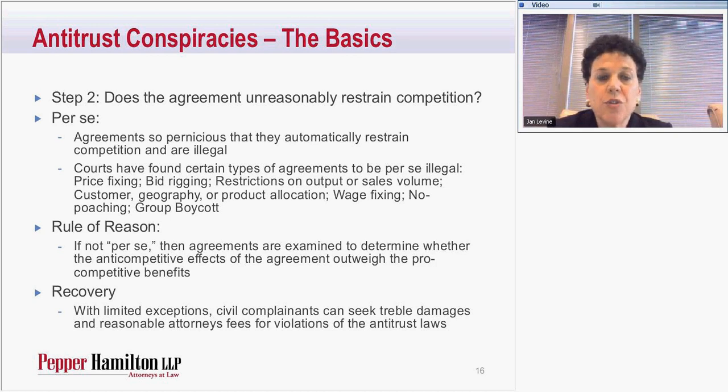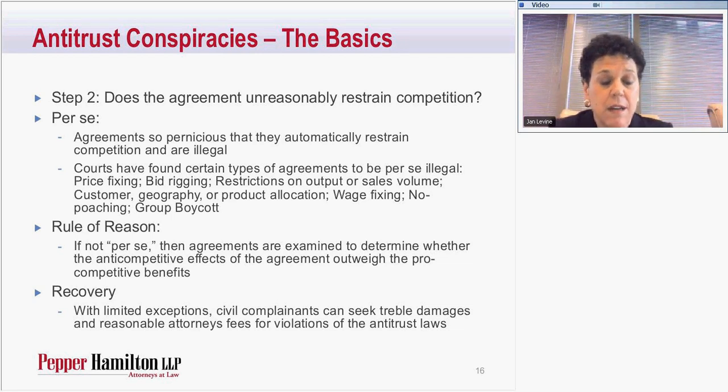So on step 2, there are really two approaches. There is a per se standard, and per se agreements are so pernicious to the concept of competition that they automatically restrain competition and are illegal. Courts have found, assuming there's no antitrust immunity, that activities such as outright price fixing, outright bid rigging, outright agreements to restrict output or sales volume, outright agreements to allocate products, geography, or customers, outright agreements to fix wages or not poach each other's employees, or group boycotts fall into this per se category, which means you don't have to discuss whether it's an unreasonable restraint or not. These types of activities are deemed to be unreasonable.